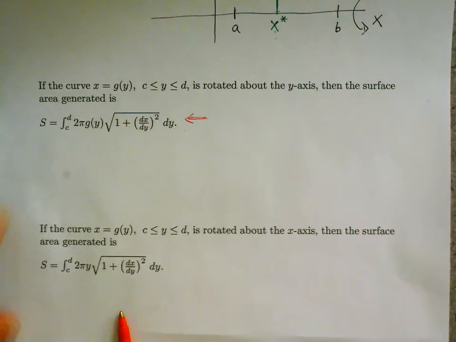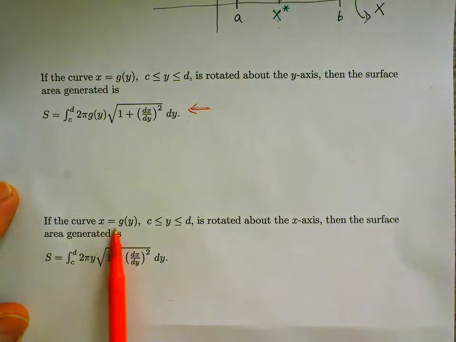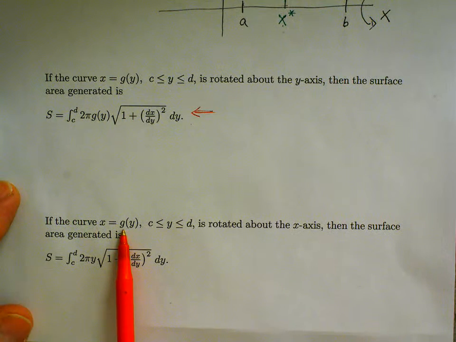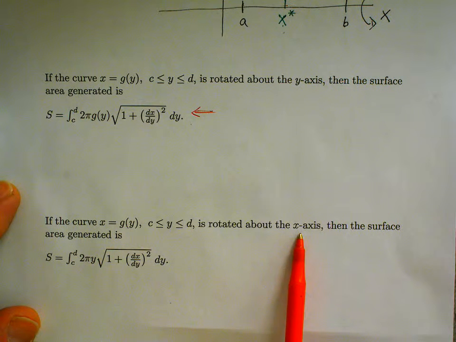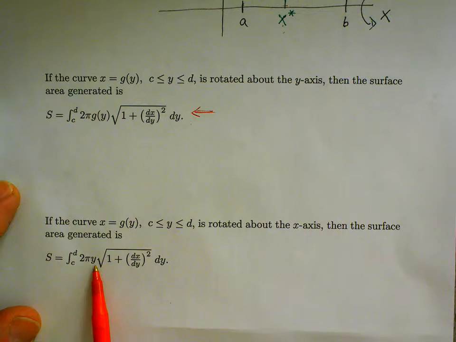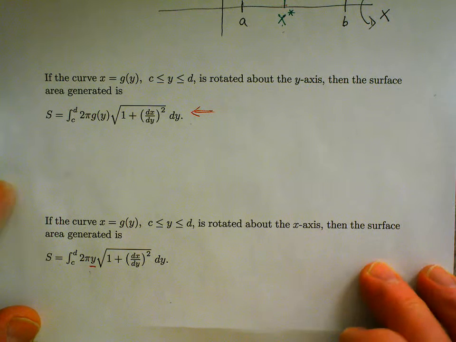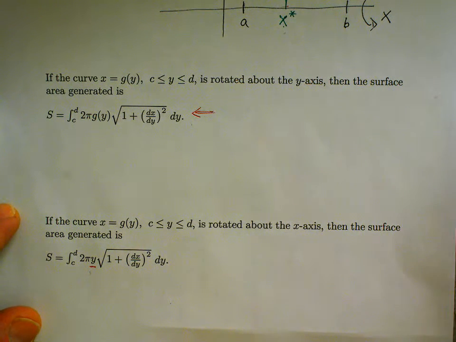Okay, but we also have this case. If x is defined as a function of y on the y interval from c to d, and if this is rotated about the x-axis, then the radius, if we rotate about the x-axis, is the y value. Okay, so make sure that you apply the appropriate formula.